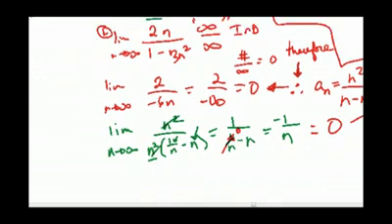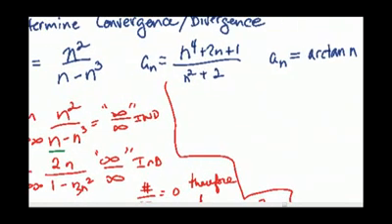Alright, let's look at the next one. I'm going to go ahead and do it the algebraic way. It seems a little bit faster, especially with these large exponents. In this case, we're going to have infinity over infinity. So again, it's indeterminate.